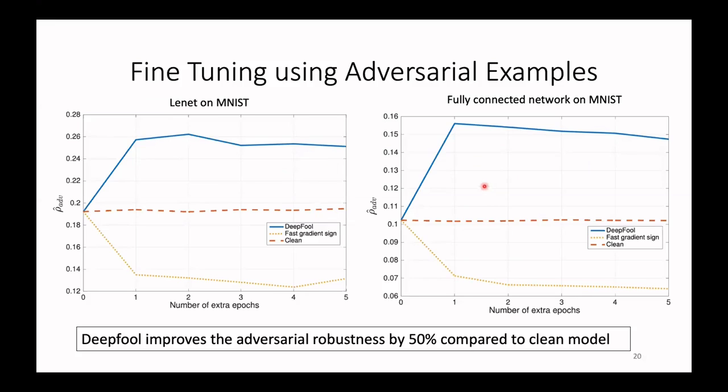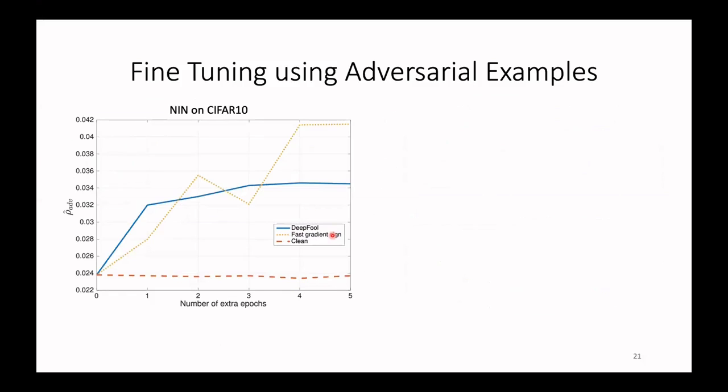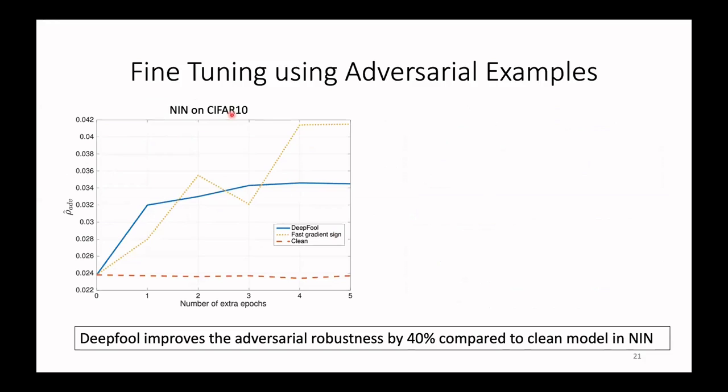But it reduces the adversarial robustness when we fine tune the model based on the fast gradient sign method. For the CIFAR10 dataset, we have a similar observation for the Deepfool method, and it improves the adversarial robustness by 40% compared to the clean model. Here we have the clean model, and this is the Deepfool model.